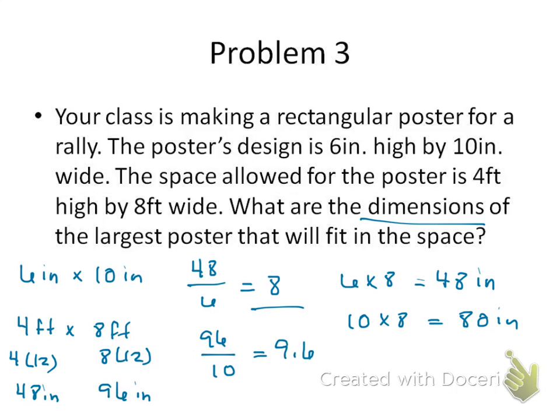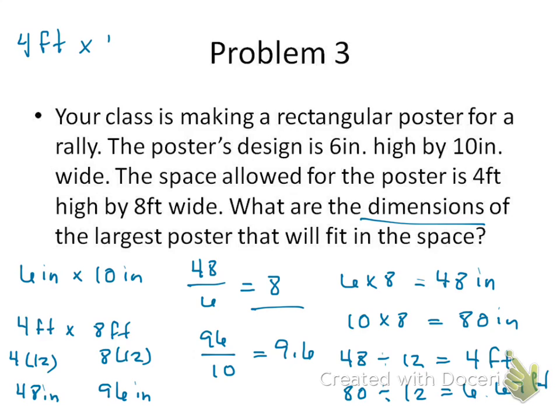So we need to divide both of those by 12. So 48 divided by 12 gives us 4 feet. And then 80 divided by 12 gives us 6.67 feet. So again, I'm going to write this up here. Our dimensions are 4 feet by 6.67 feet.